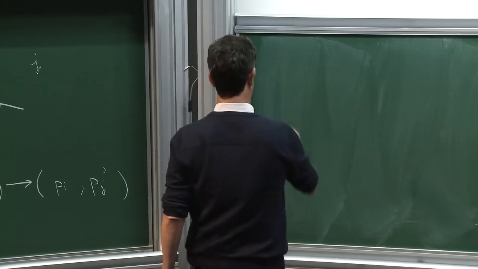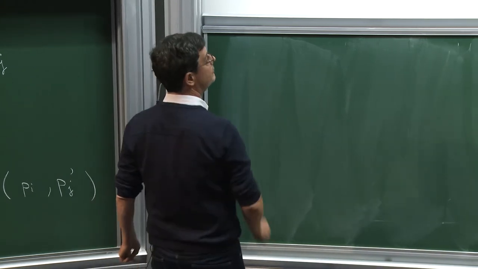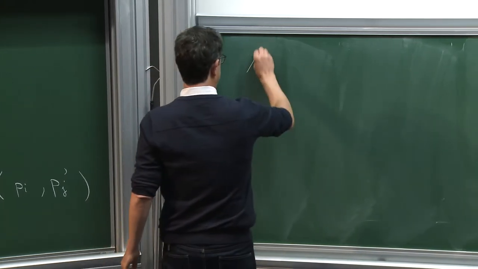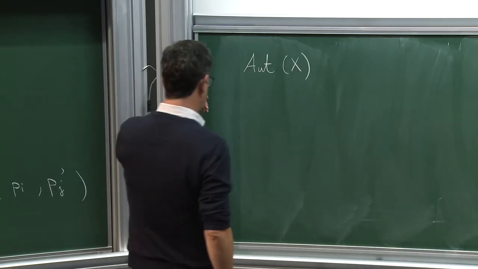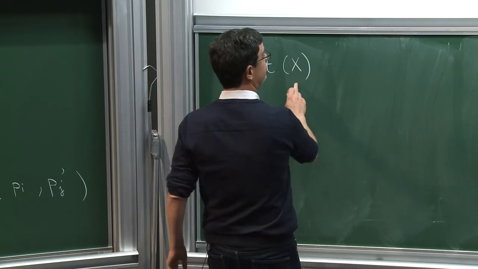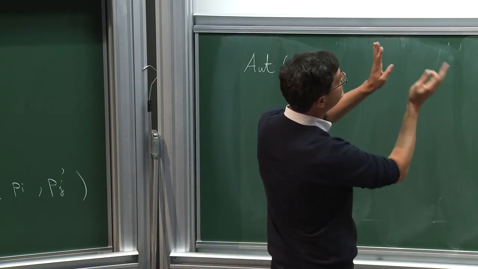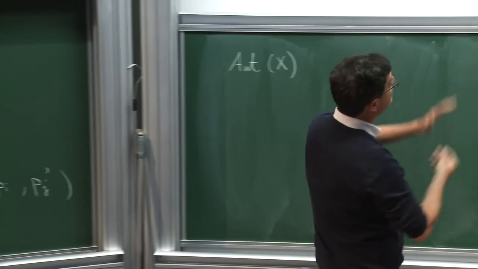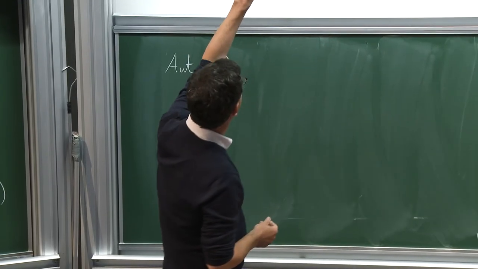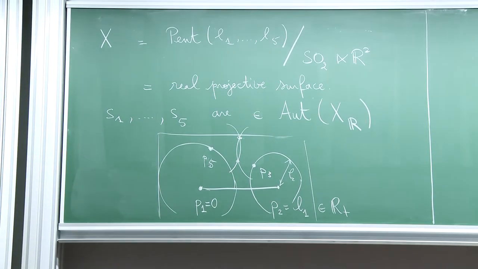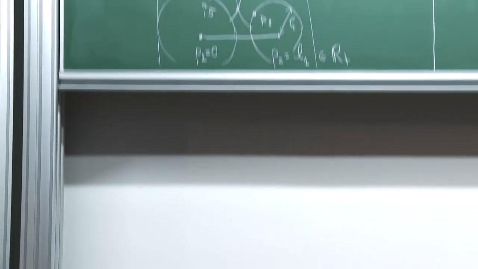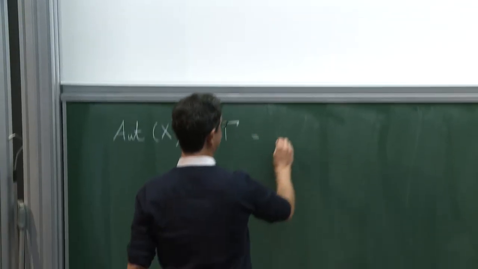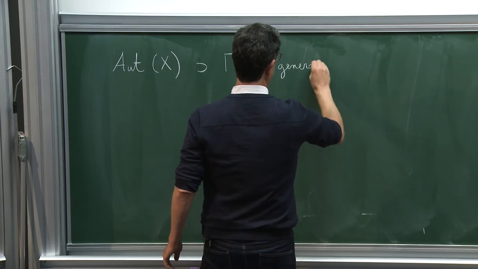So let me introduce some notations. So I take the group of automorphisms of X, so holomorphic diffeomorphisms, or holomorphic algebraic transformations defined over R in the first example. So I have a subgroup inside this group of holomorphic diffeomorphisms, which is the group generated by my involutions.